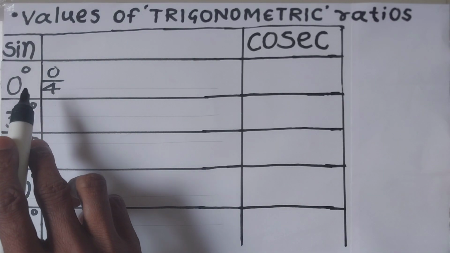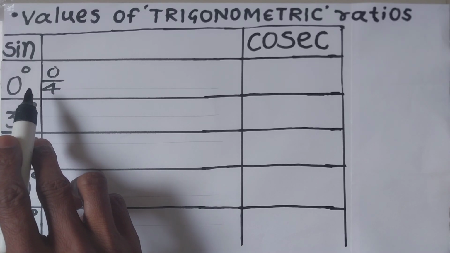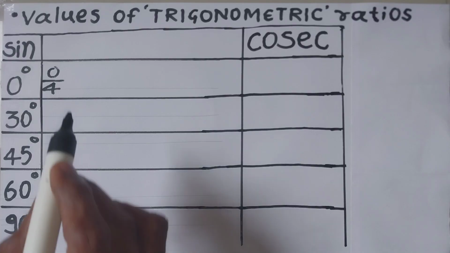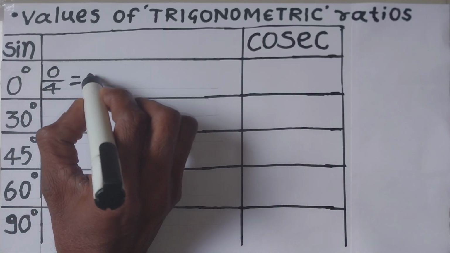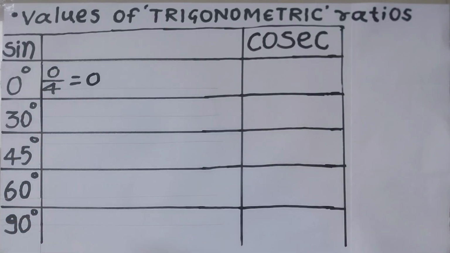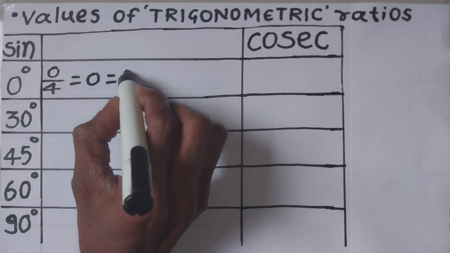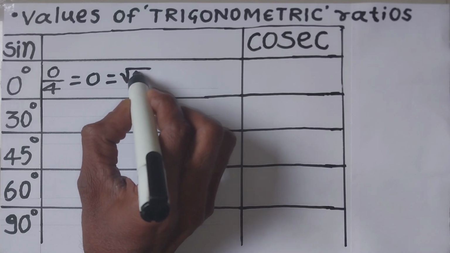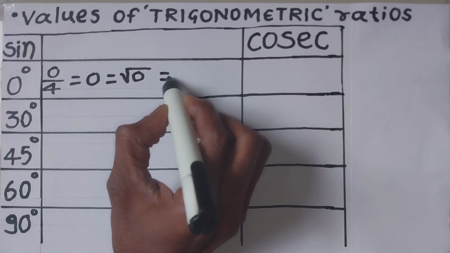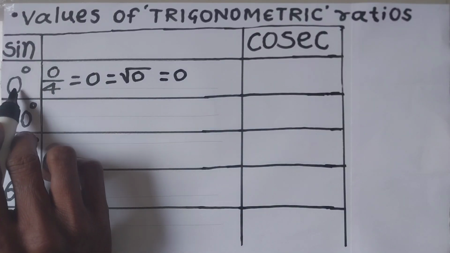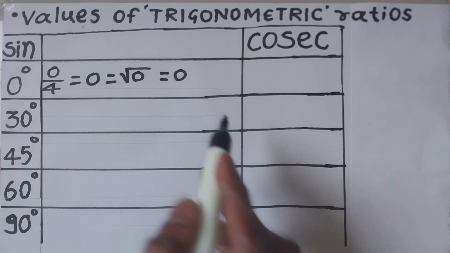Now we have taken the first angle 0 degree, so the remaining are 4. So we write denominator 4. Now first of all 0 upon 4 means 0. Therefore, when we take the square root of 0, the square root of 0 is equal to 0. Here the value of sine 0 degree is 0.